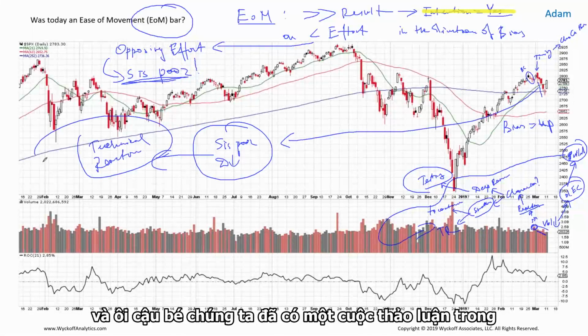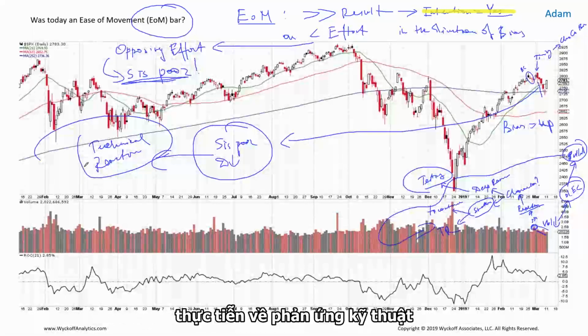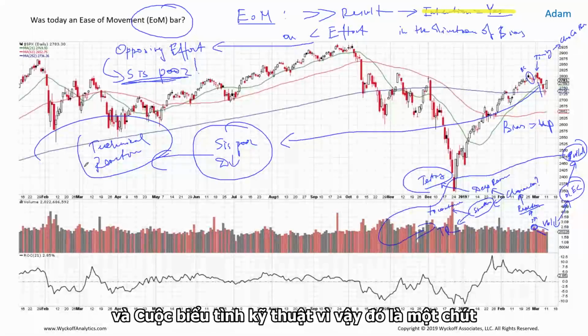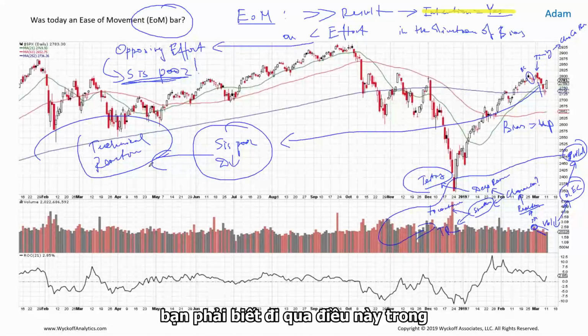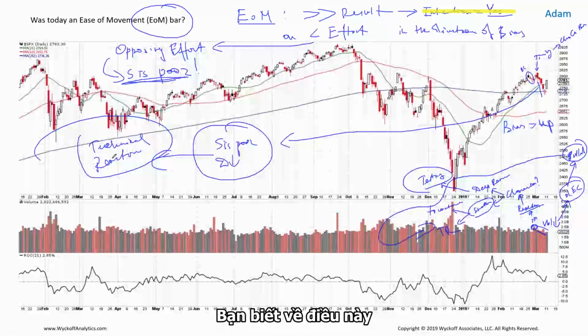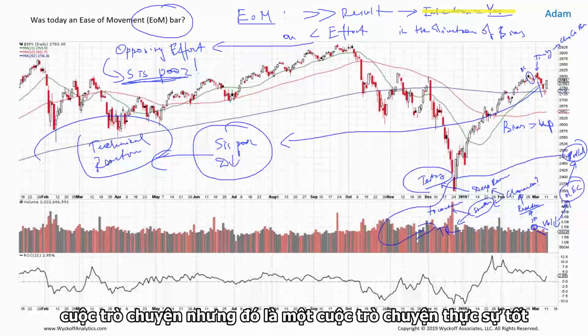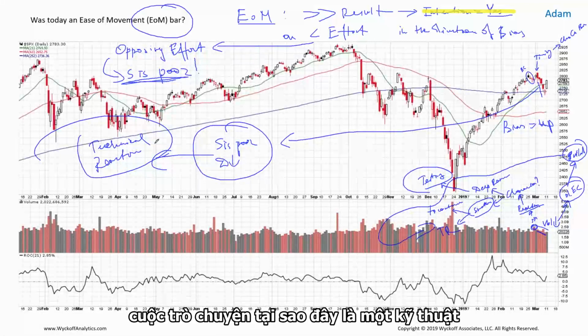And oh boy, did we have a discussion in the practicum about technical reaction and technical rally. So that's a little bit more advanced, and we still have to go through this in the practicum and put the last dot on this conversation, but that was a really good conversation. Why is this a technical reaction?